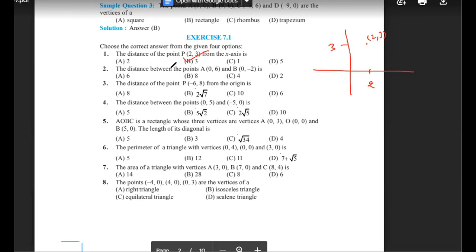Here we have the distance between this point and this point. You can solve this one, so no need to solve this one. We are going to practice only those questions in which we can have some doubts. Okay, so the distance of the point P from the origin is, tell me, from the origin.